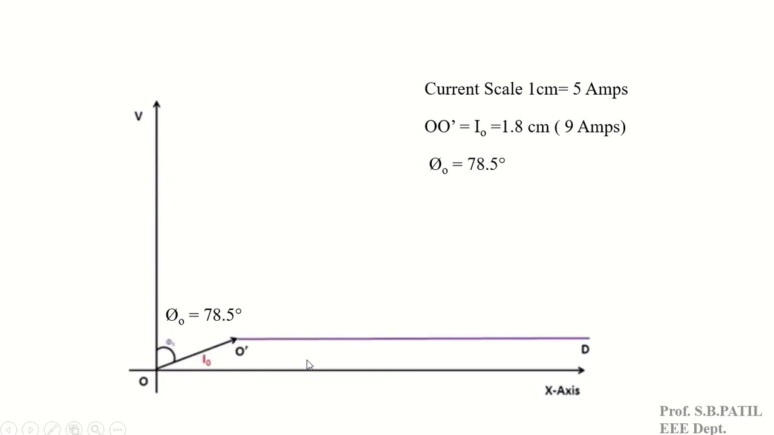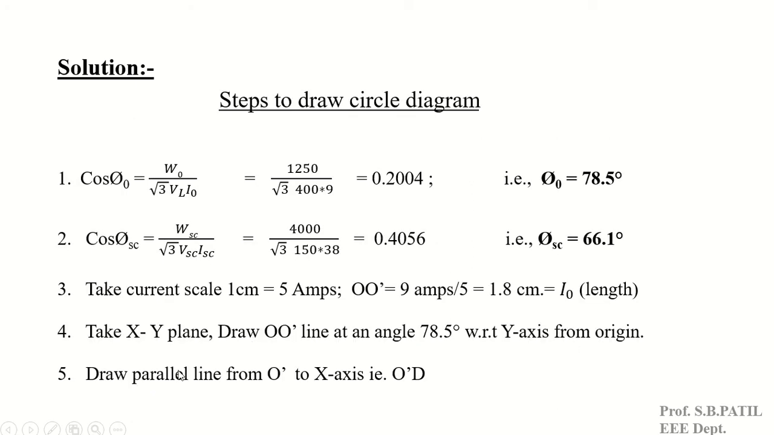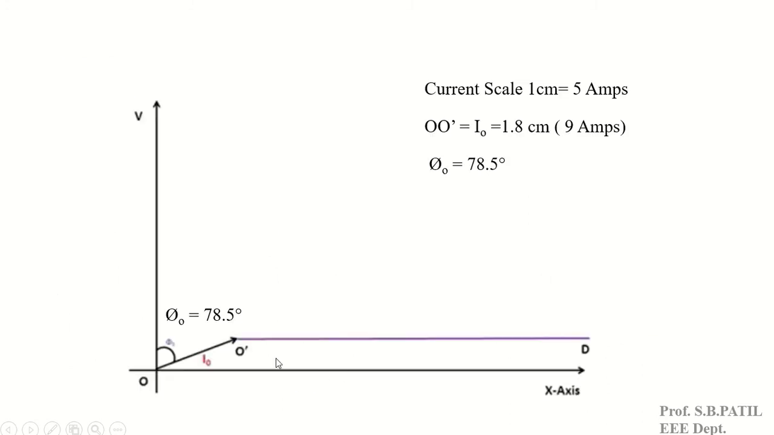Take this XY plane. In this XY plane, O dash is the I naught, that is the no load current, equal to 1.8 centimeter. We take it at an angle of phi naught here. Then take the protractor, keeping the protractor point at zero at the origin, and take the angle phi naught, that is 78.5 degree from the y axis to here. Next, draw the parallel line from O dash to the x axis, that is O dash D. This is the parallel line to the x axis.